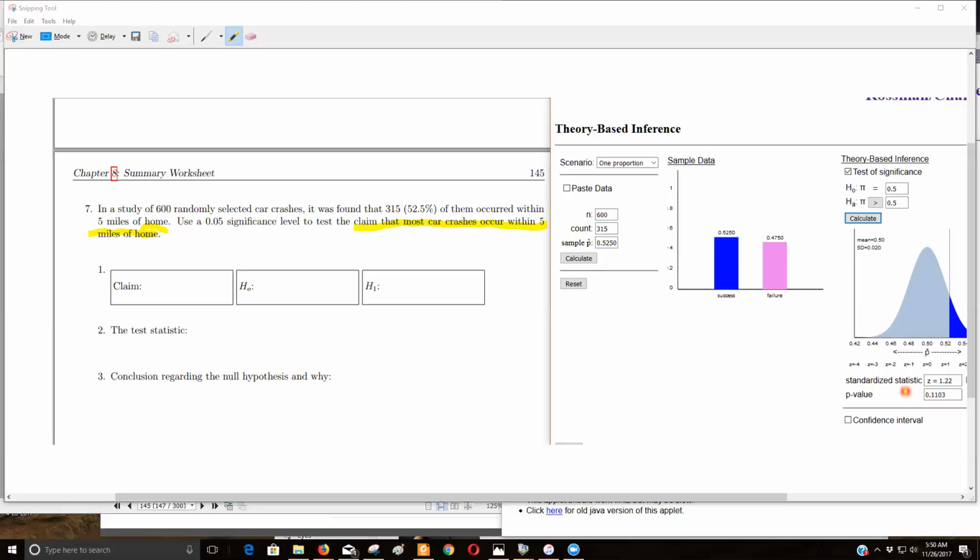If you think about using the 5% level, in fact we're using the 5% significance level. The significance level is our acceptable level of risk. If your p-value is less than that acceptable level of risk, you can say yes, we're going to reject H0. The data supports the claim. Because our p-value is much bigger than that, we can't reject H0. So we fail to reject the null hypothesis, in which case the data doesn't support the claim that most car crashes occur within 5 miles of home.